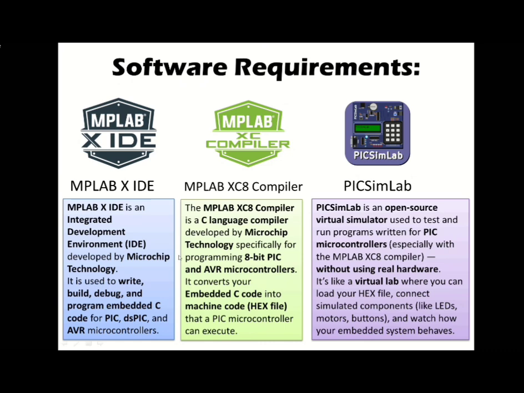We have the MPLAB XC8 compiler, which is used for compiling the embedded C written in MPLAB X IDE. The MPLAB XC8 compiler is a C language compiler developed by Microchip Technology specifically for programming PIC and AVR microcontrollers. It converts embedded C code into machine code, that is a hex file, that a PIC controller can execute. And then we have the PICSimLab software that is used for simulation.